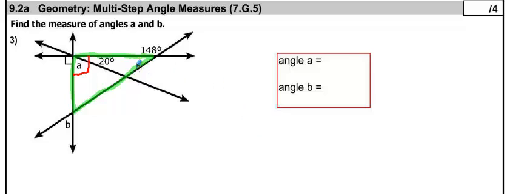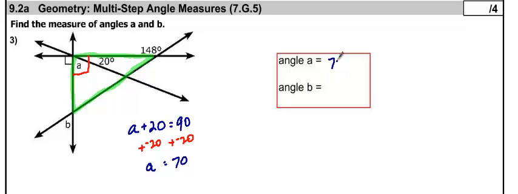Let's take the line away. Now we've got a 20 and A make 90. So we've got this situation: A plus 20 is 90. Take the 20 away from both sides, and A is equal to 70. So A is 70 degrees.